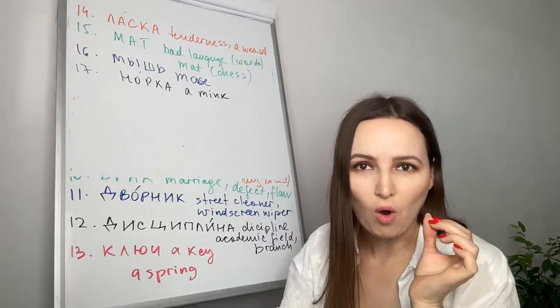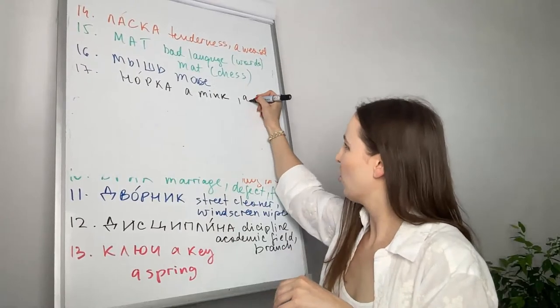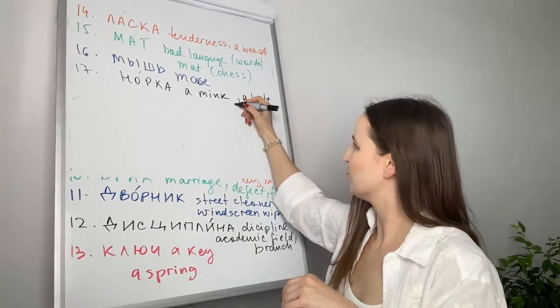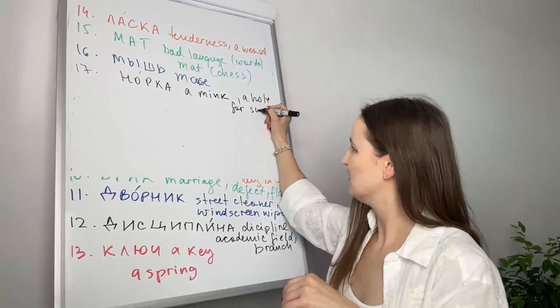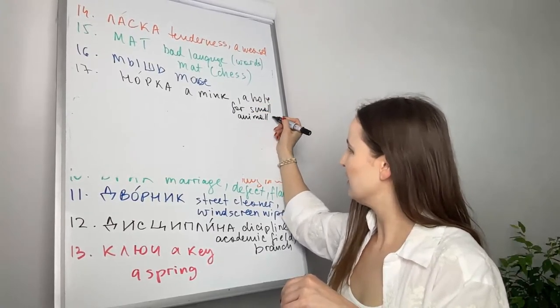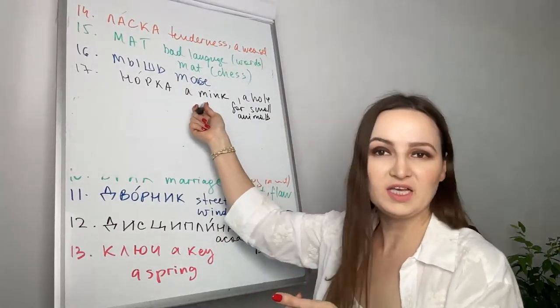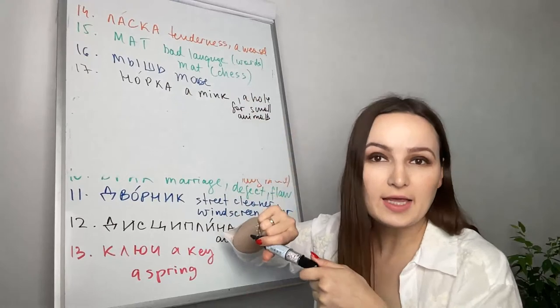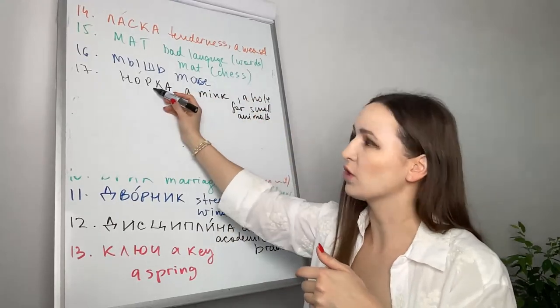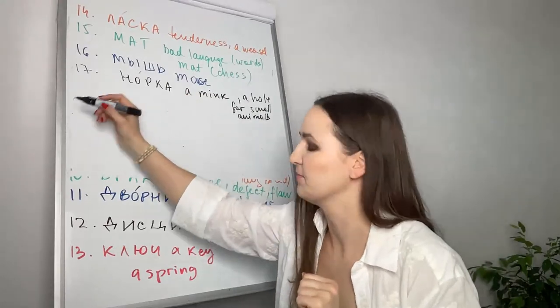a small hole for small animals. It's a little hole, like for mice, maybe for minks, for snakes. This is норка in Russian, that hole for small animals.